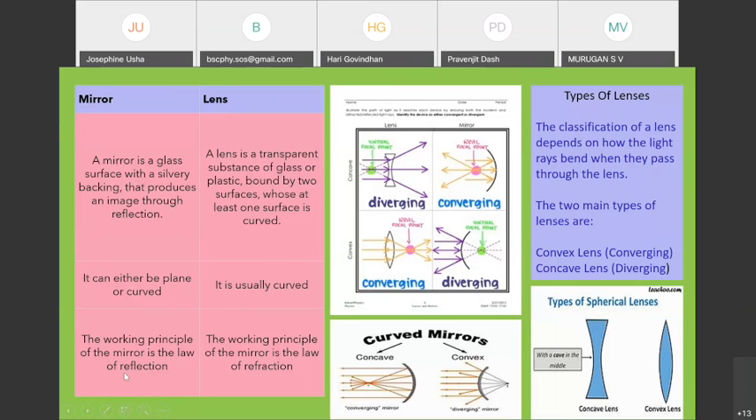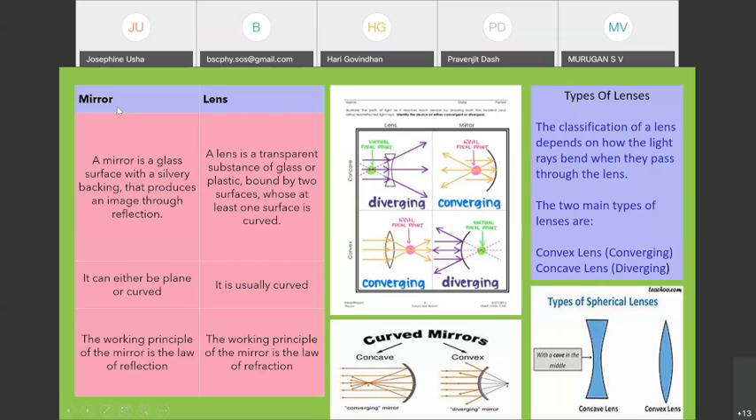And then what is the principle of a mirror? That is reflection, the law of reflection. Whereas in the case of a lens, we use the law of refraction. It works on the principle of the law of refraction. Now, there are types of mirror and lens. Two types of mirror as well as two types of lens we are going to discuss.